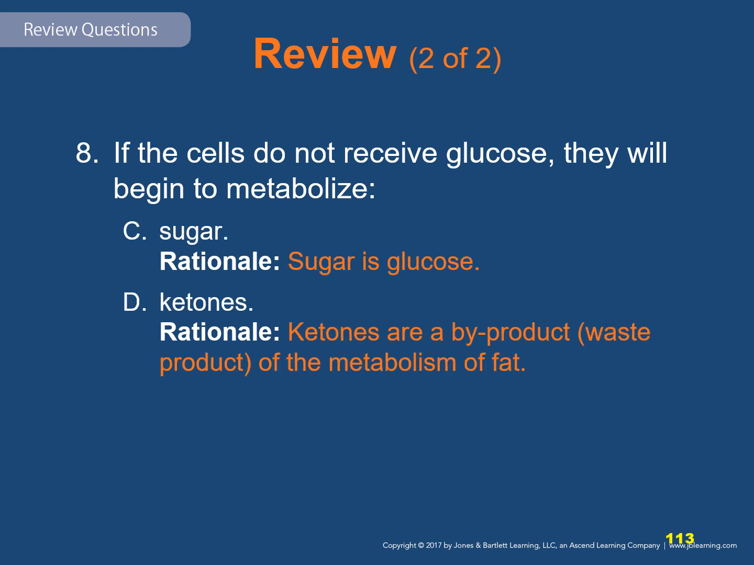C, sugar. Sugar is glucose, and it's not receiving any glucose, so it begins to consume fat. So obviously that's the incorrect answer. And ketones. Ketones are a byproduct or a waste product of the metabolism of fat. So again, you have another waste product of the body consuming fat.